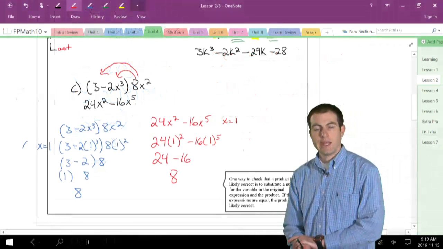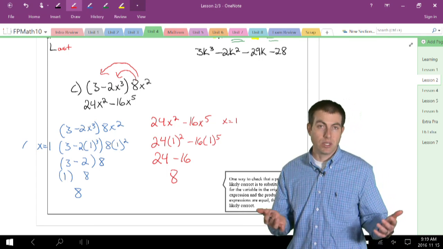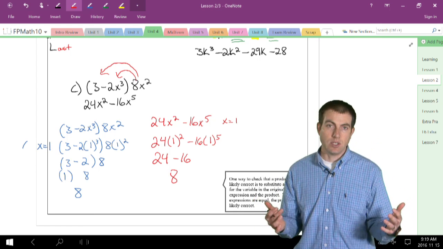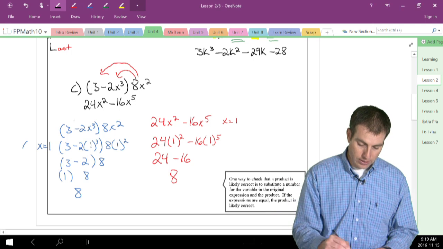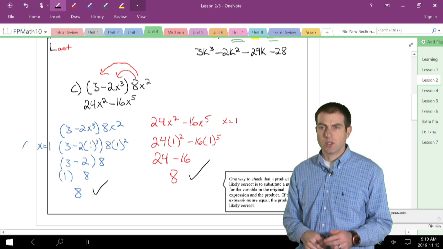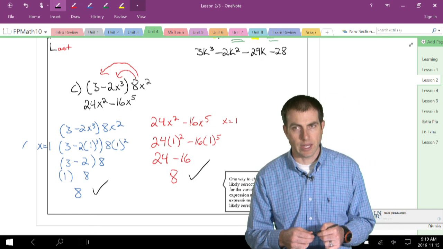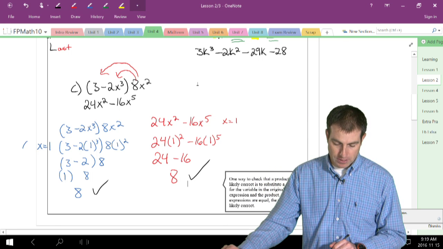So if you are unsure, you can always just put a number into both the original expression and your answer and see if you get the same number. We get 8 and 8, so we know that we got the answer right. I won't ask you guys to check very often. If you want to, just know that you can do that, and it should work out for you.